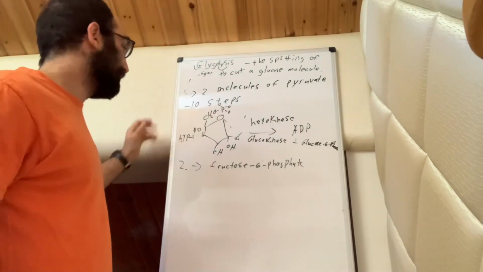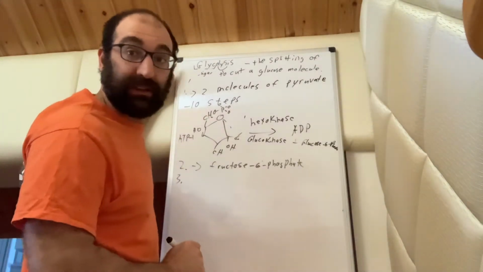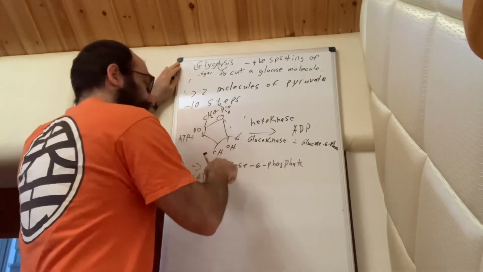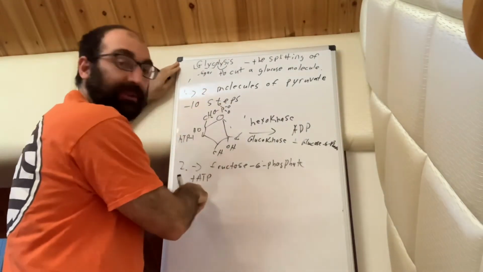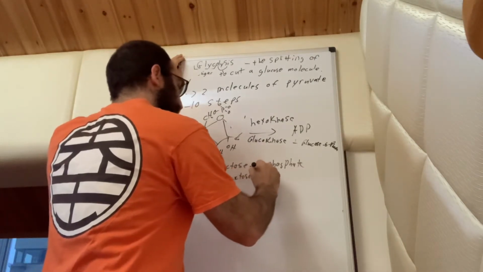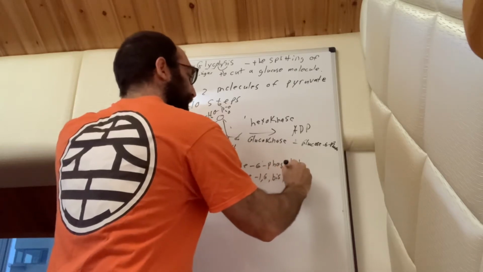And then your third step, you're going to convert fructose 6-phosphate into, you're going to add another ATP. All right, so this is called an isomerization. This is where you're going to add another ATP, and you're going to make fructose 1,6-bisphosphate.